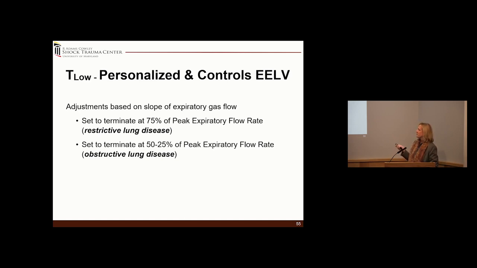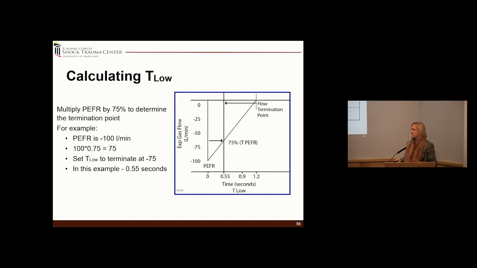But if you have obstructive lung disease, which we won't really talk about, but I have an example, you're going to set it to 50 to 25% of the peak expiratory flow rate, for the simple fact that your peak expiratory flow rate with chronic obstructive disease is about 20 liters versus restrictive is about 60, 80 liters. So at 20 liters, your angle is very flat. So it takes a long time to get to zero, versus restrictive, you have a very steep angle. And we'll go over some examples of that.